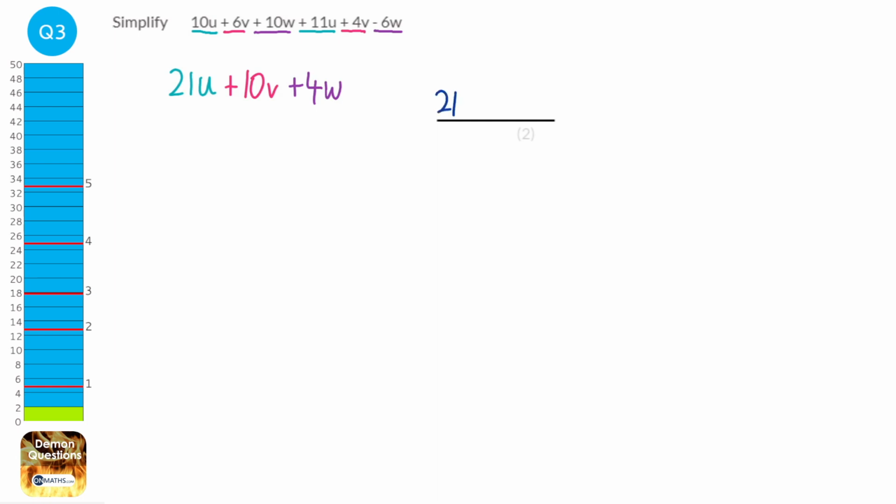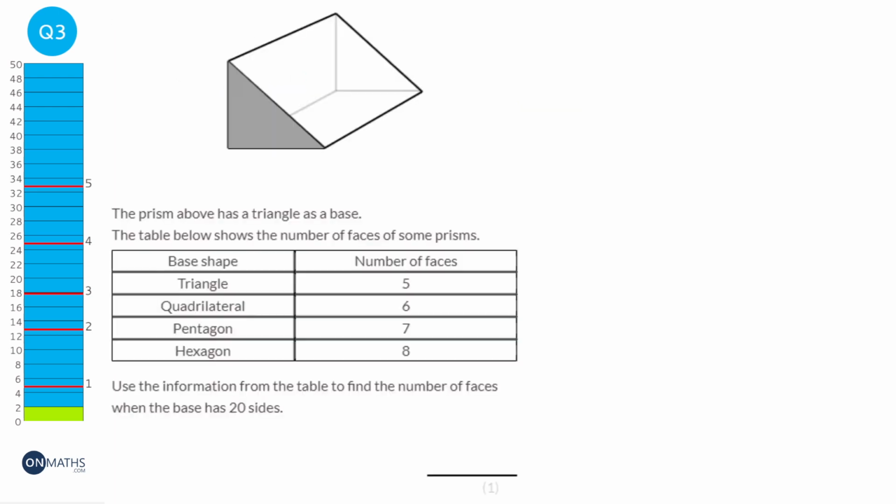But we can't add a u term to a v term to a w term. So we have to just leave them be. So our answer is 21u plus 10v plus 4w. But we can multiply them. We just can't add or subtract them.